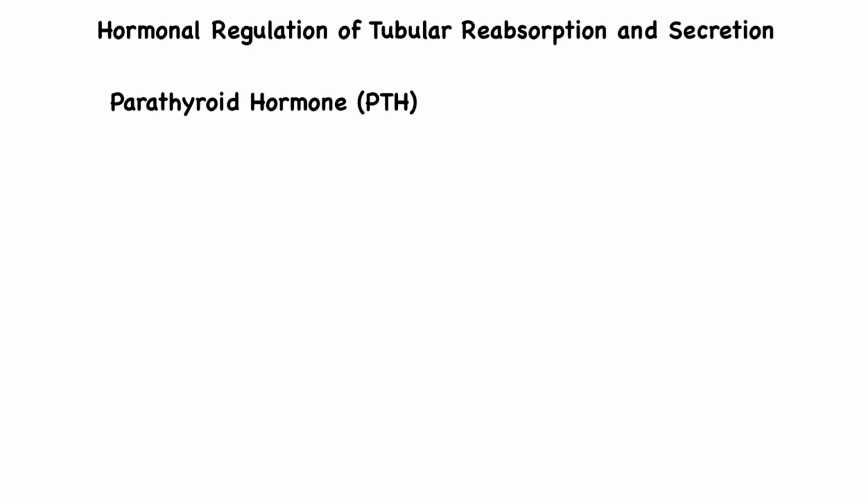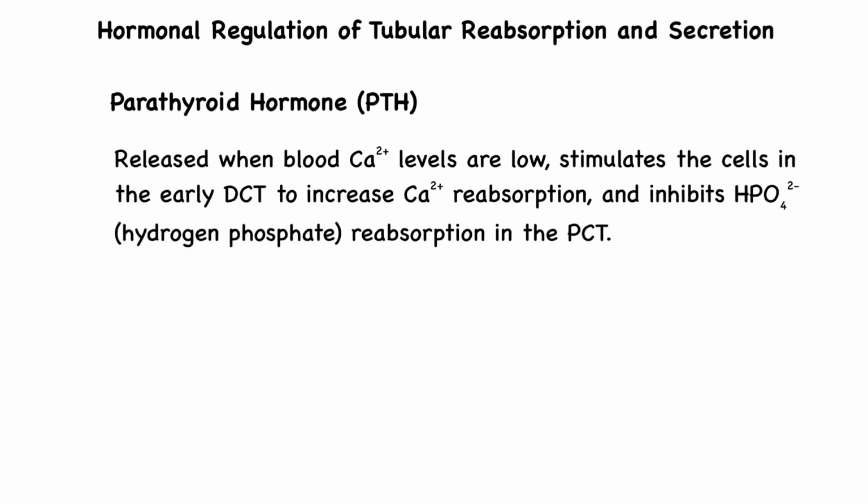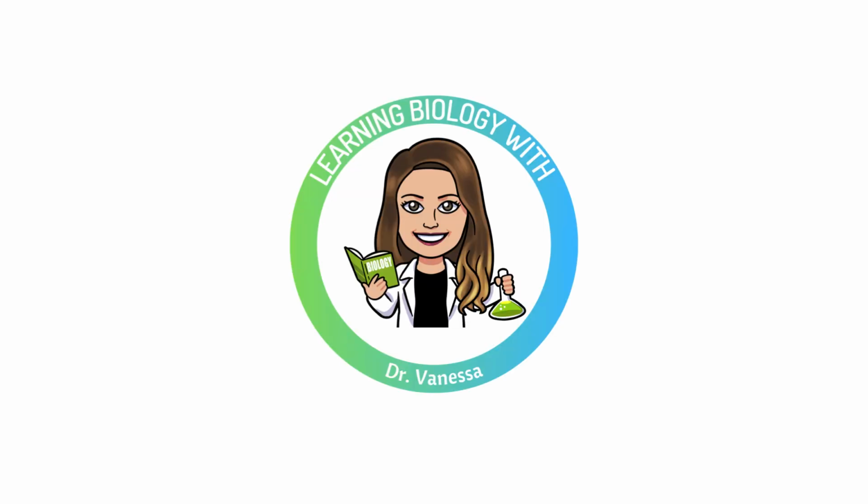While the previous hormones regulate water balance, parathyroid hormone is essential for calcium homeostasis. When blood calcium levels drop, the parathyroid glands are stimulated to release parathyroid hormone. This hormone then stimulates the cells in the early distal convoluted tubule to increase calcium reabsorption, raising blood calcium levels. It also inhibits phosphate reabsorption in the proximal convoluted tubules, leaving phosphate in the filtrate to be excreted in the urine. Your kidneys are truly remarkable filtration systems, working around the clock to maintain balance in your body.